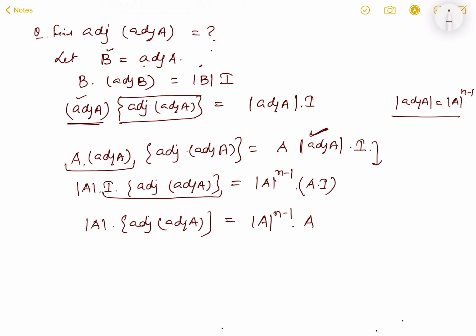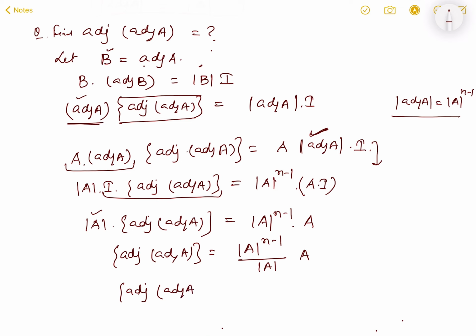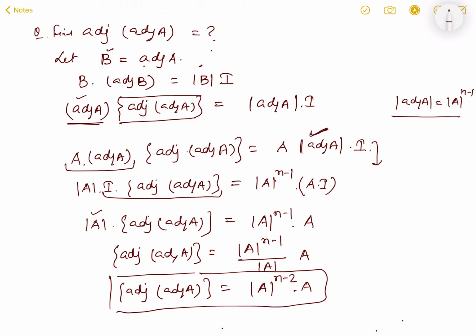So this is our target to find. This is a numeric number, so what we can do here is divide by determinant A from both sides. So this can be written as determinant A to the power n minus 1 over determinant A into A. So the value of adjoint adjoint A is equal to determinant A to the power n minus 2 into A. This is adjoint adjoint A.